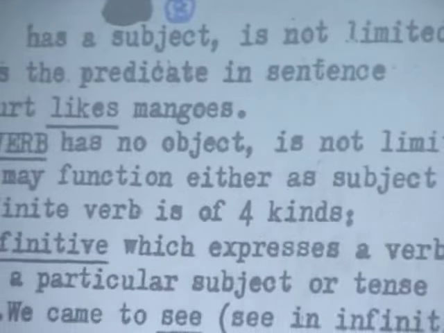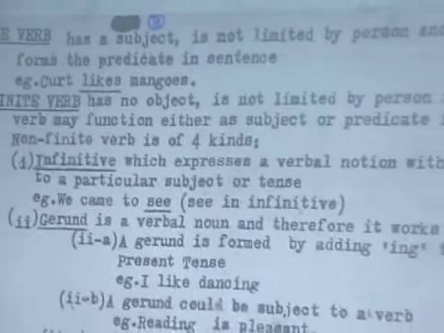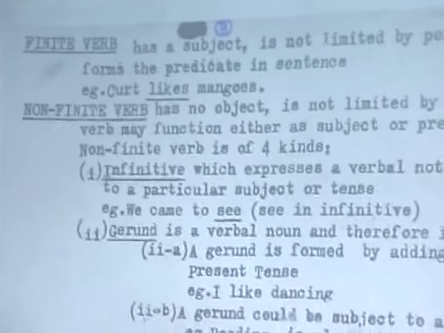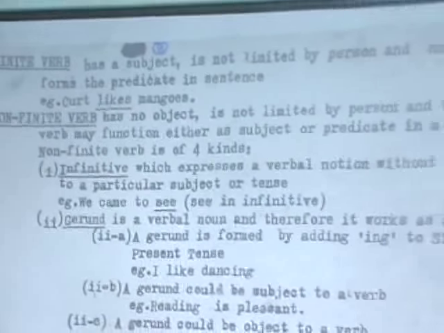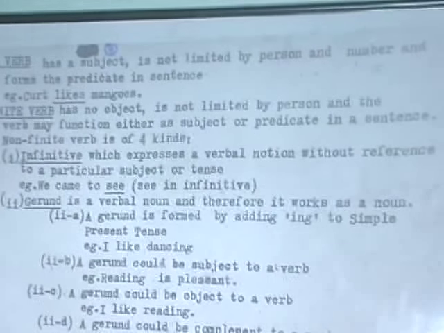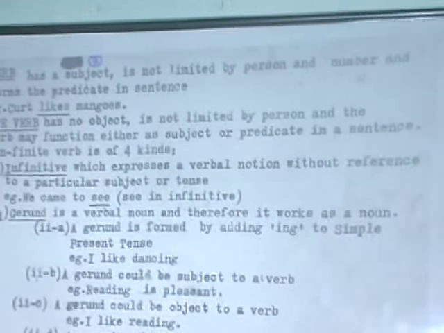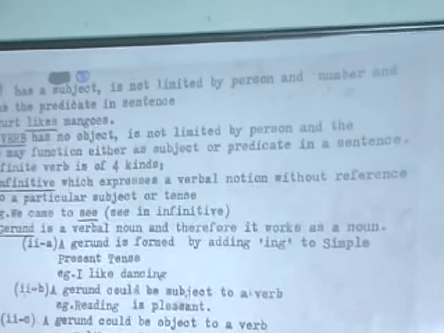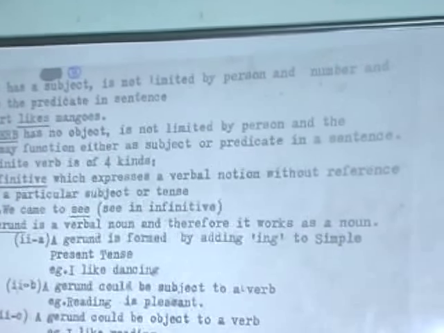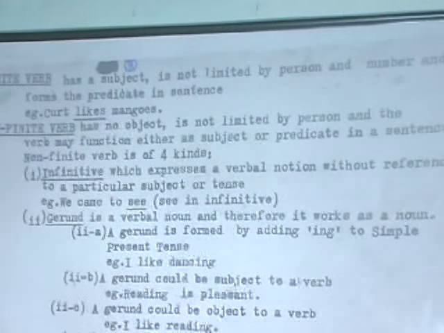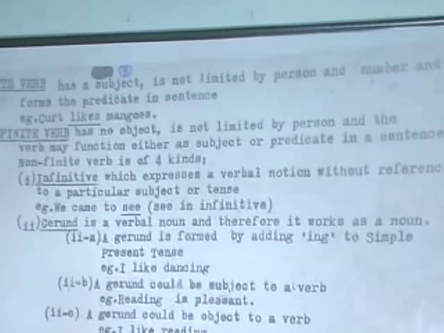Finite verb has a subject, is not limited by person and number, and forms the predicate. For example, Kurt likes mangoes. Non-finite verb has no object, is not limited by person, and the verb may function either as subject or predicate in a sentence. Non-finite verb is of four kinds. Firstly, infinitive, which expresses a verbal notion without reference to a particular subject, as in, we came to see.